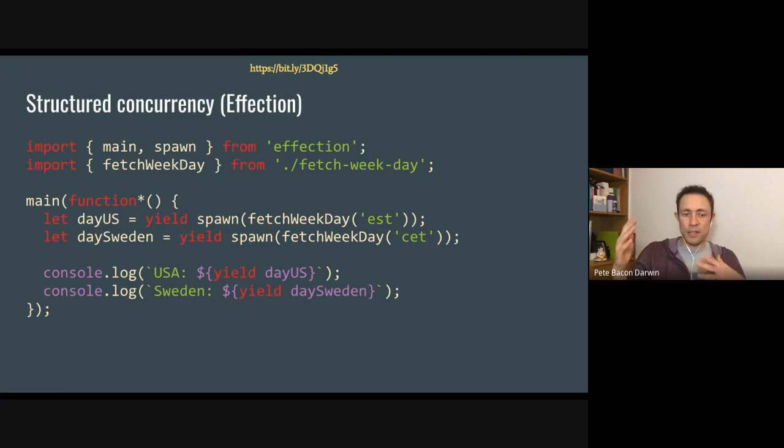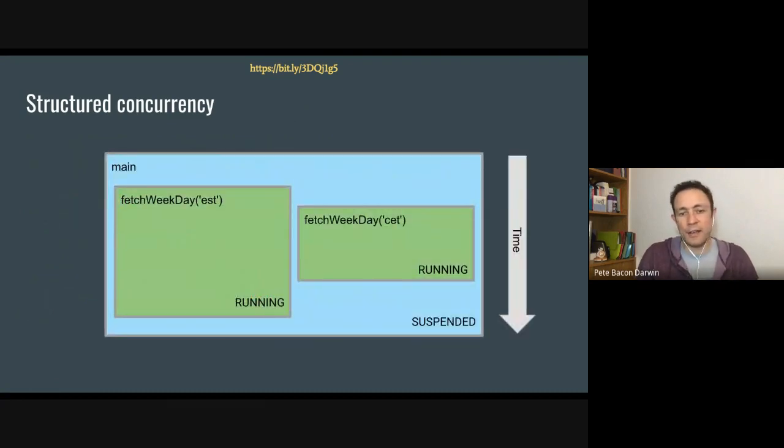This is what Affection does. It makes sure that when you start a child process, you never leave it orphaned, hanging around on its own without it stopping. So let's have a look at what that could look like in more visual terms.